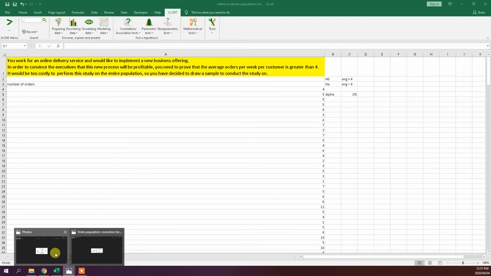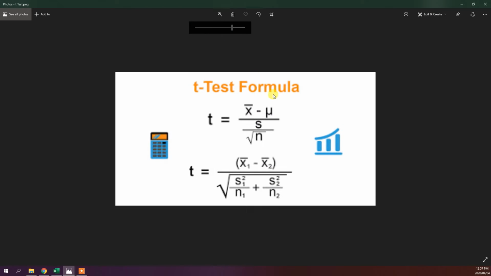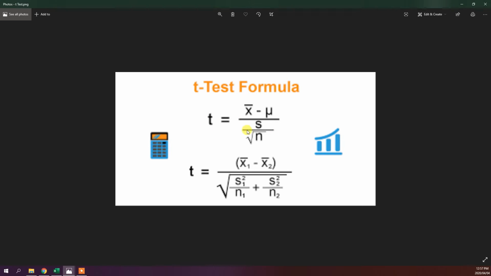First let me show this perhaps. So this is the test statistic. Let's just focus on the top part. That's your sample mean minus your hypothesized mean, and as we can see, we hypothesize that the mean is 4. So that's where your test statistic comes from. That's the difference between the sample mean and the hypothesized mean divided by what is called the standard error.